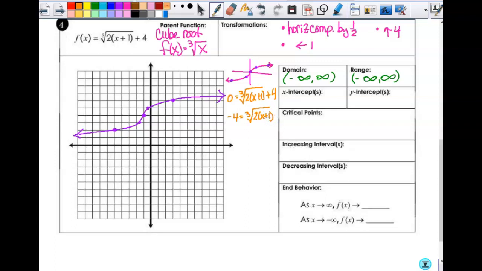So how do I undo a cube root? I cube it. So negative 4 cubed is negative 64. That's equal to 2 times x plus 1. Then what can I do? Divide. So I get negative 32 equals x plus 1. So x equals negative 33.